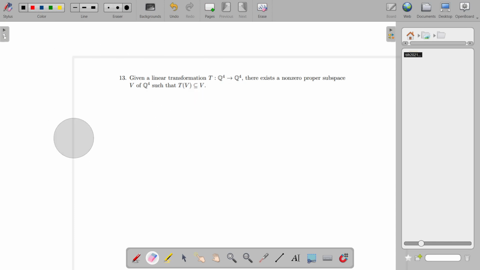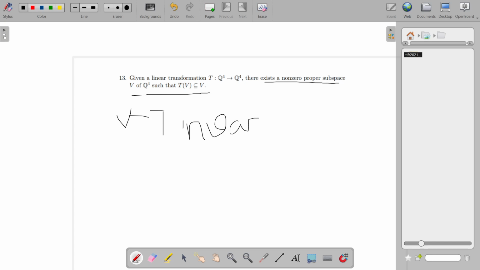Now the question gives a linear transformation T from Q4 to Q4. There exists a non-zero proper subspace V of Q4 such that T of V is a subspace of V. Basically, T of V is a subspace of V, meaning that V is T invariant. So V will be T invariant. You get the idea.